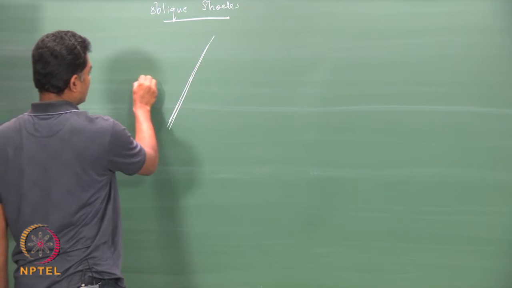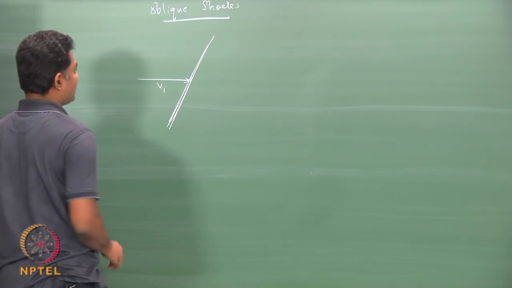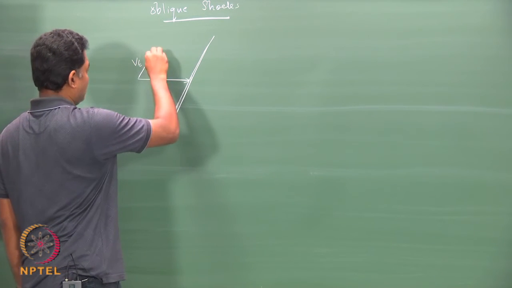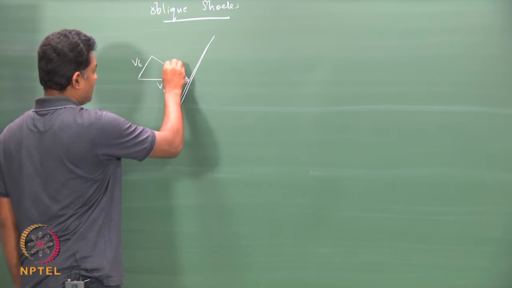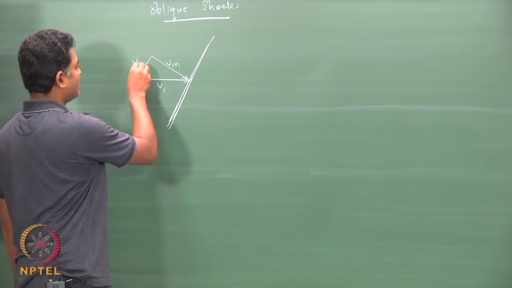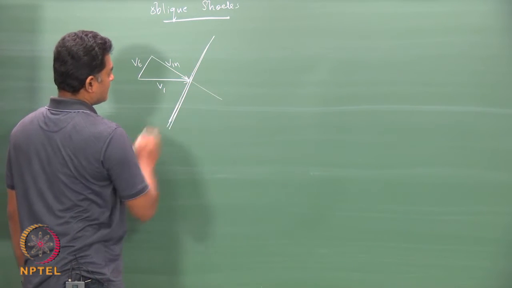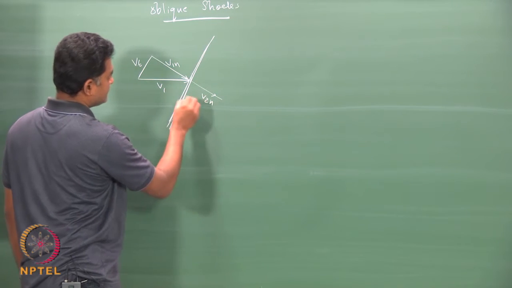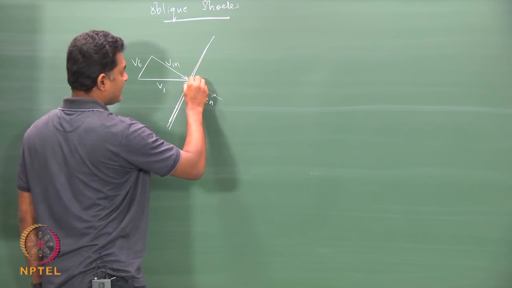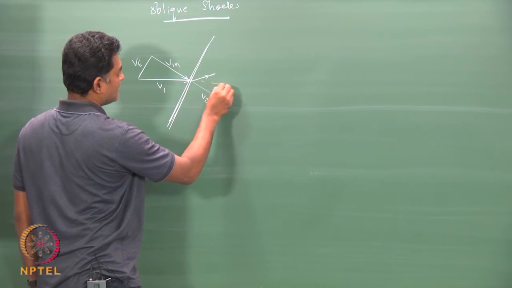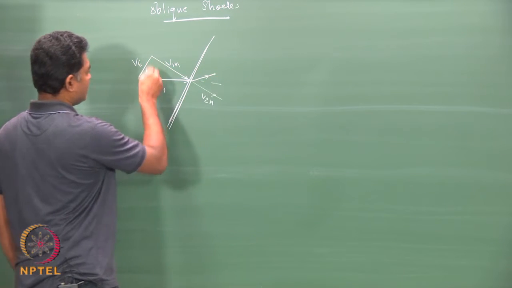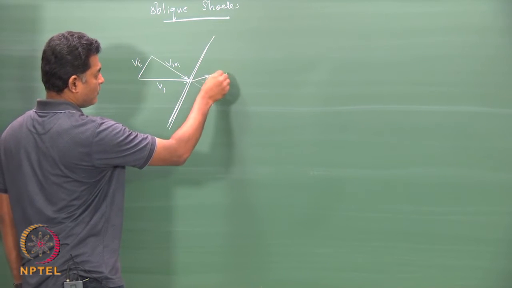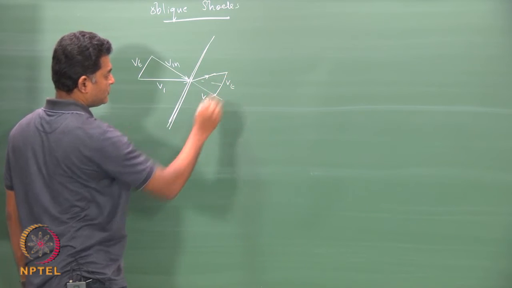So, if this is a shock, I have V1 approaching the shock, there is a tangent, then there is a velocity component normal to the shock. Then after the shock we have the velocity V2n deflected, V1 is deflected by some angle, and the tangent Vt we have seen to be the same as V1t. So, V2t is the same as V1t.